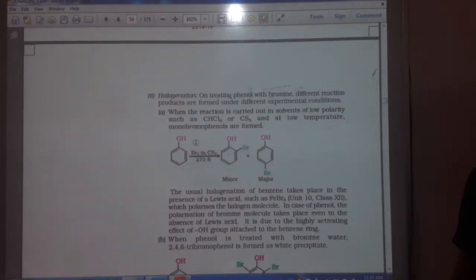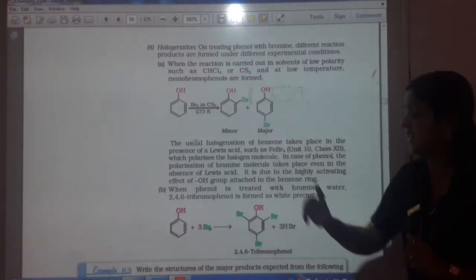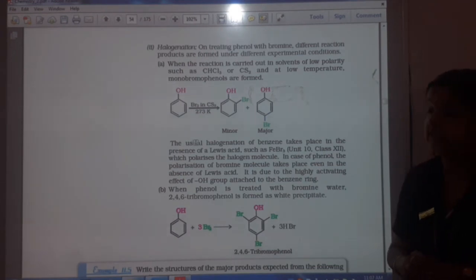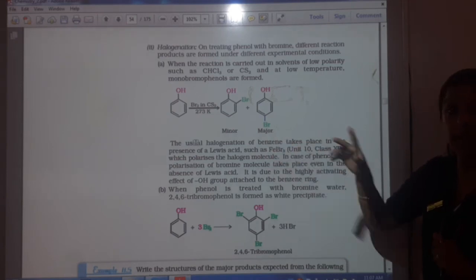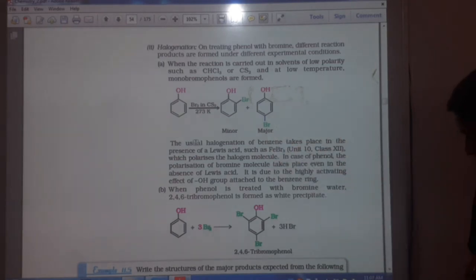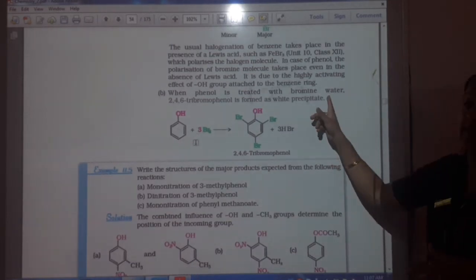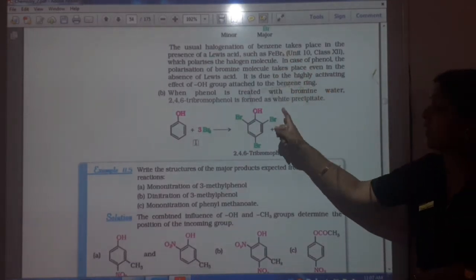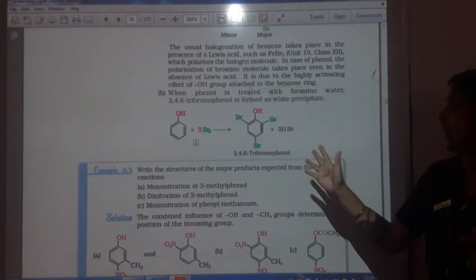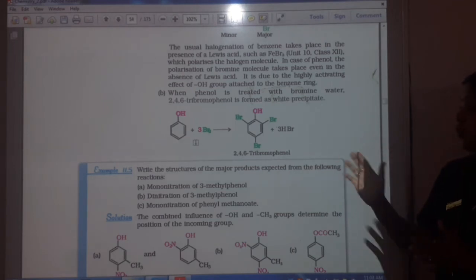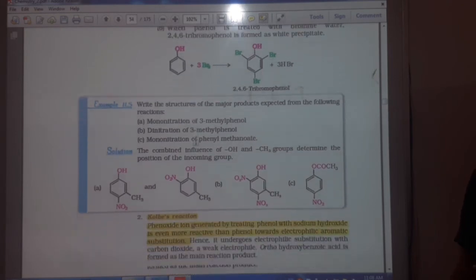Next is a simple reaction, which is halogenation. Phenol, when it is treated with bromine in CS2, carbon disulfide, a solvent, you get ortho as the minor product and para as the major product. But what happens when you treat with just bromine water? There you used CS2. Here when you use 3 molecules of bromine water, you get both the ortho and the para positions occupied, which we call 2,4,6-tribromophenol.